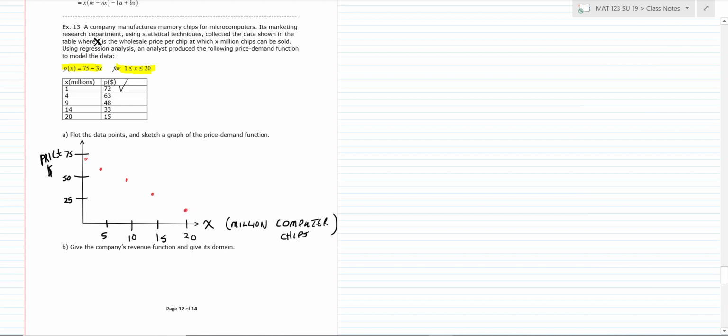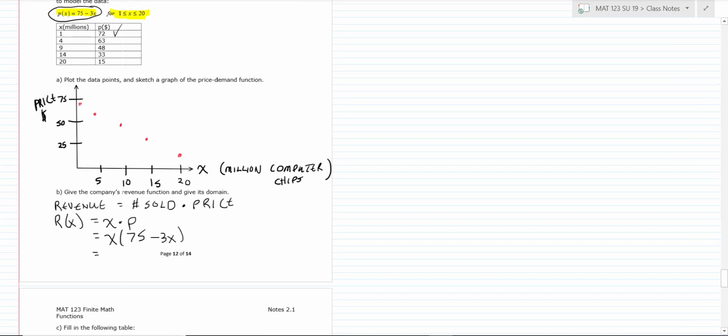Okay, now what we're going to do is get the company's revenue function next. So the revenue is always equal to the number sold times the price. Or in other words, you want to think of it as R of X is equal to X times P. Okay, well, I gave you P. P is given as 75 minus 3X, so we take X, which is the number of computer chips we sell, times 75 minus 3X, that's your price demand function.